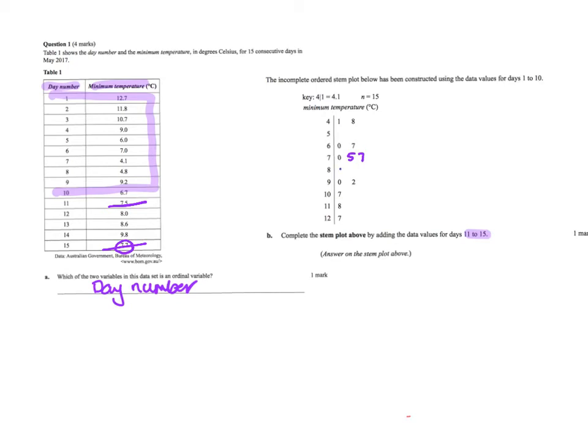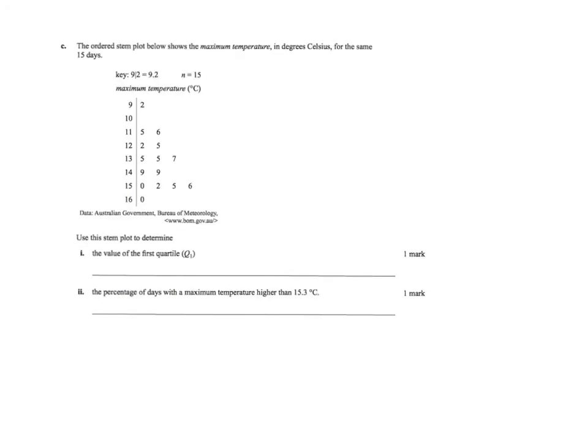Now 8.0, so I'll put a 0. I've got 8.6, so I'll put a 6. And 9.8, so an 8. And there you go. I'll finish that off. Okay, so here's an ordered stem plot. I don't know why they say ordered, they're always ordered. It shows the maximum temperature in degrees for the same 15 days. Use this stem and leaf plot to find the value of Q1.